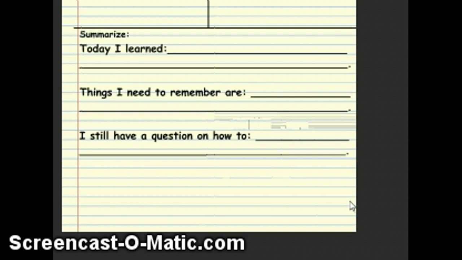The last thing is your summary. I know that you are getting better and better at your summaries. Today we're going to do our summary a little bit differently. You're going to fill in some sentences. Complete the statement: Today I learned. Go ahead and fill in what you learned. Secondly, things you need to remember. What did you forget that you were reminded of in today's video? And third, I still have a question on, where you fill in what you don't quite understand.